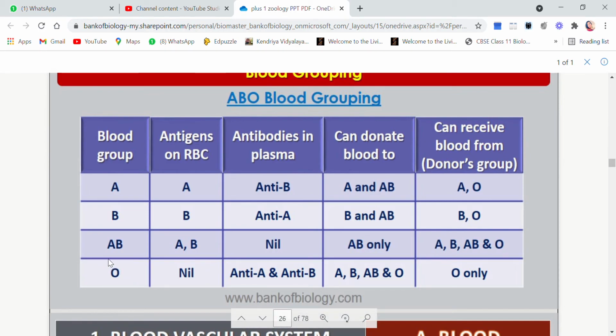Last is blood group O. This is having no antigens, so both the antibodies are present. So this O blood group can give blood to any of the other blood groups, because both the antibodies are present, so no harm. But he can receive blood only from its own kind, that is O. Hence, O is called universal donor because it is donating to all. AB is called universal recipient because it is receiving from all. I hope this is quite clear now.